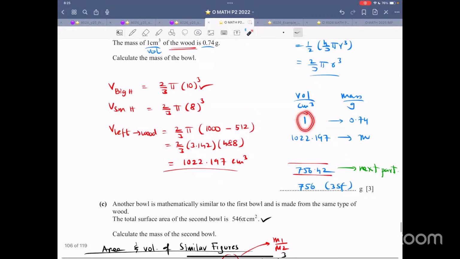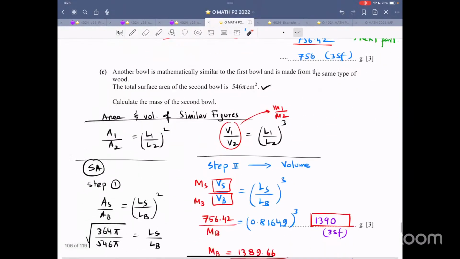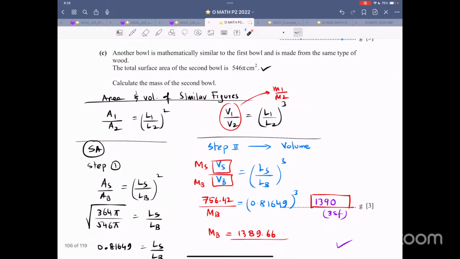So 1 centimeter cube has a weight of 0.74. Therefore, this much volume will have a weight of m. That is 756.42. Use the unrounded value, at least 4 SF. I talked about it. And then write this answer over here. Now comes the even more interesting part. There is another bowl, which is mathematically similar to the first bowl, and it's made from the same type of wood. The total surface area of the second bowl is 546. Calculate the mass of the second bowl.